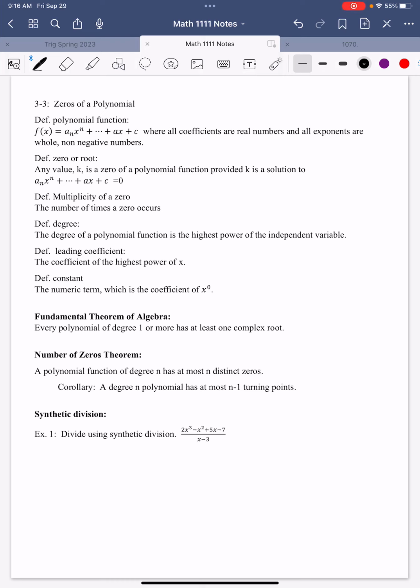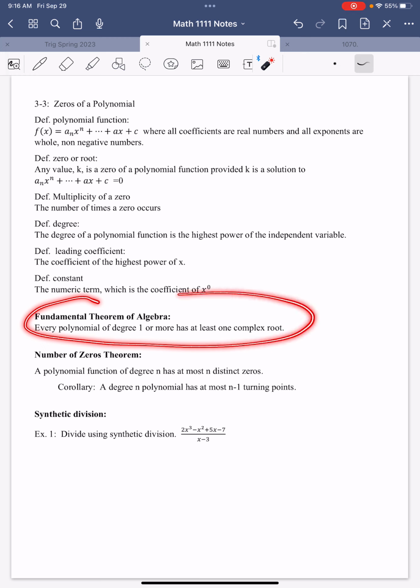Okay, Unit 3, Section 3, zeros of a polynomial. We've got some definitions here. Pause if you don't know those definitions and read those. The first theorem is the fundamental theorem of algebra, probably pretty important. It says that every polynomial of degree 1 or more has at least one complex root. Very simple statement, very powerful statement.